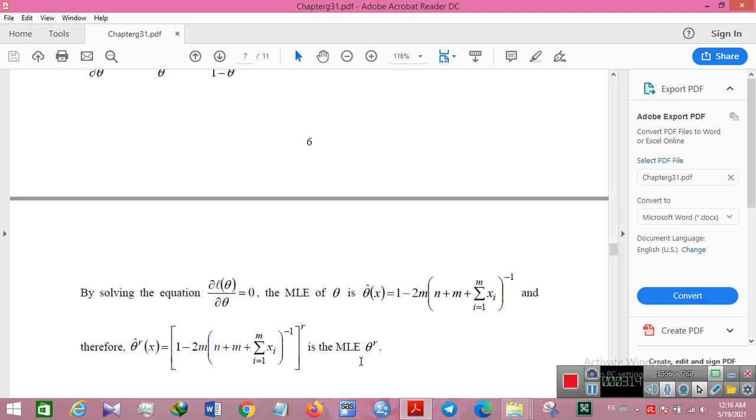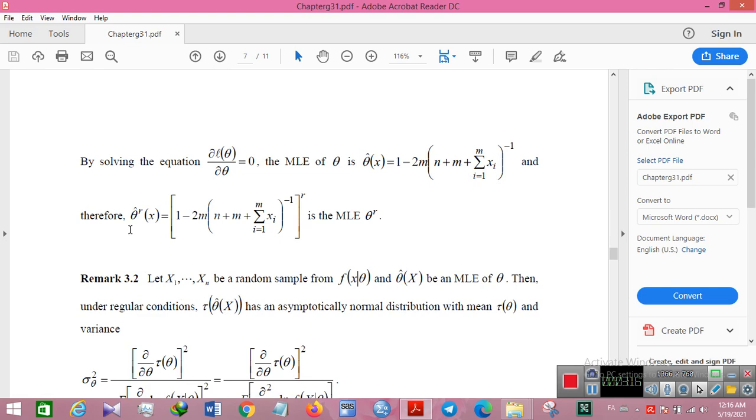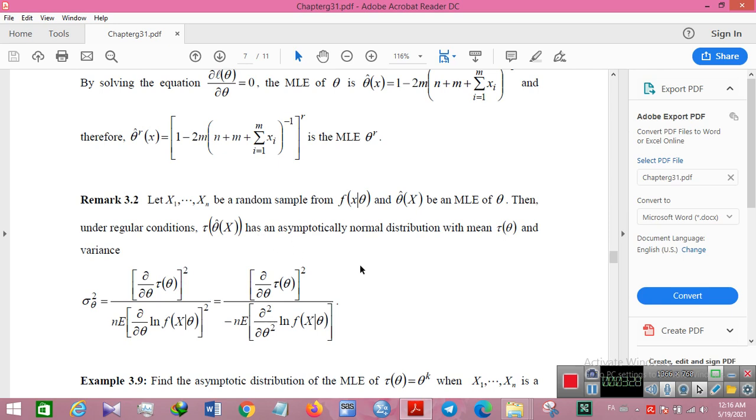Oh, it is simple. For theta r, the maximum likelihood estimator, given by theta r hat(x), is of this form. That is the first property. The second property is the asymptotic normality of the distribution of theta hat.